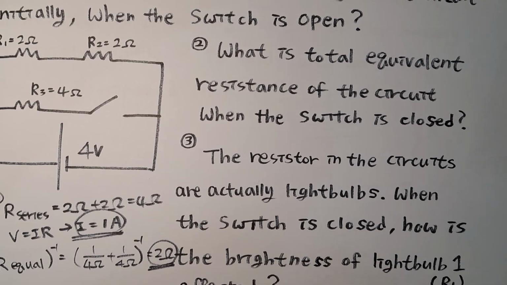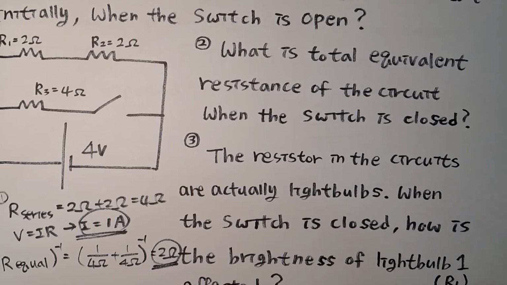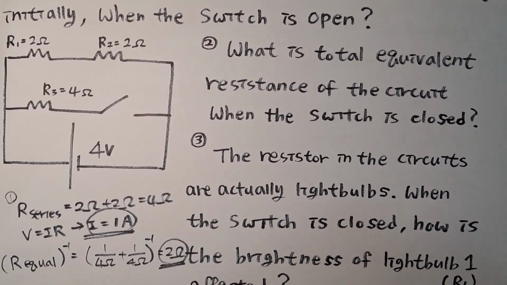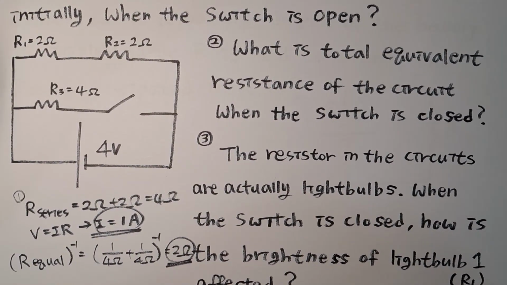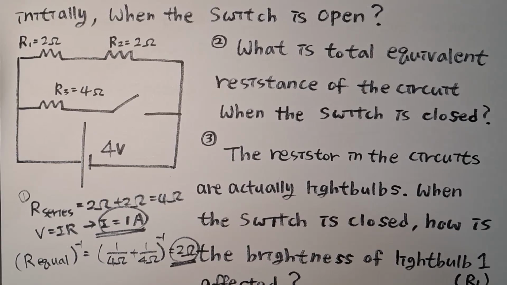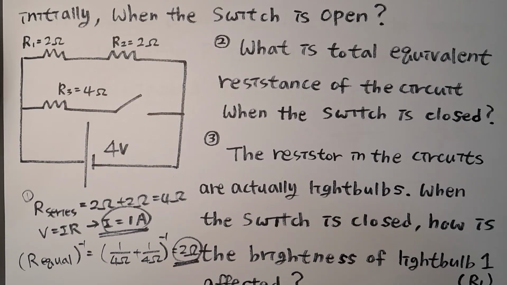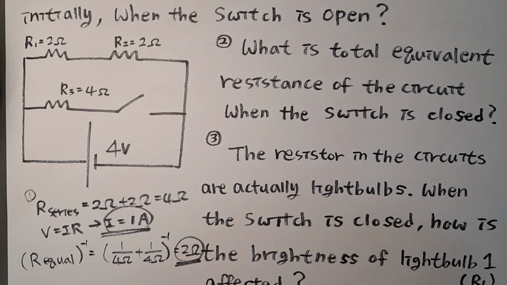Closing the switch creates a new parallel path through R3 where voltage can be applied and current can flow through. This parallel path does not affect the current flowing through or the voltage across resistors R1 and R2, as they are on a separate parallel path. So the brightness of the light bulb R1 remains the same.